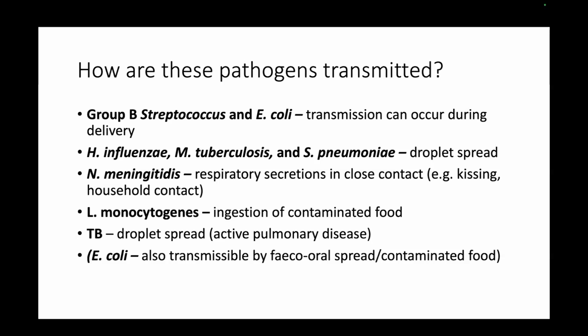And listeria is through contaminated food, and that can infect people at the very extremes of age, so it could be transmitted via mum for a neonate or could be in the elderly population. And TB is droplet spread, so from people with active pulmonary disease. And I've put in brackets here, E. coli can also be transmitted fecal-orally, but the likelihood is it's going to be causing meningitis in a neonate, and that would be spread via mum.